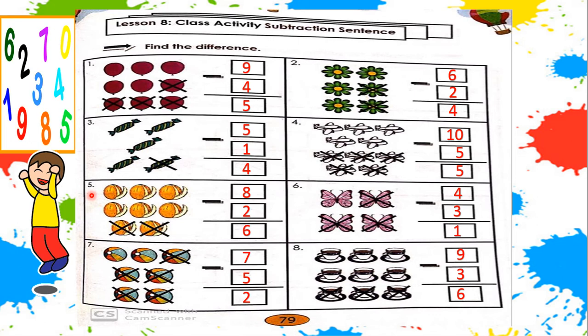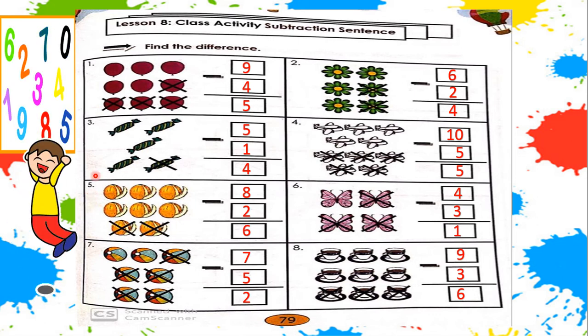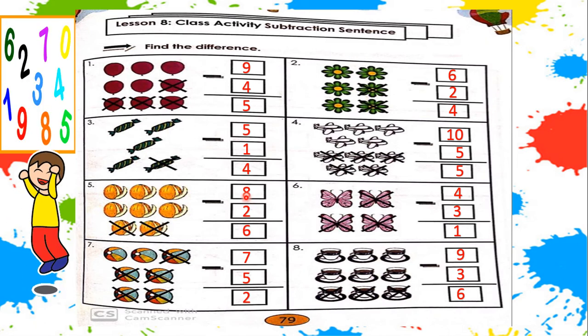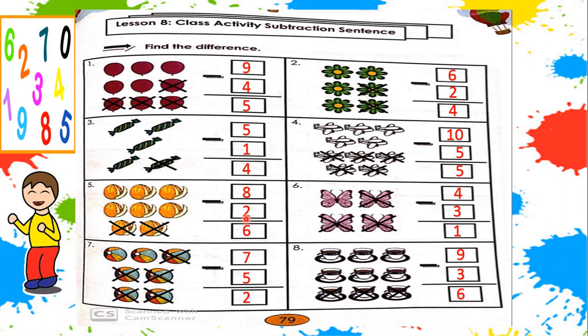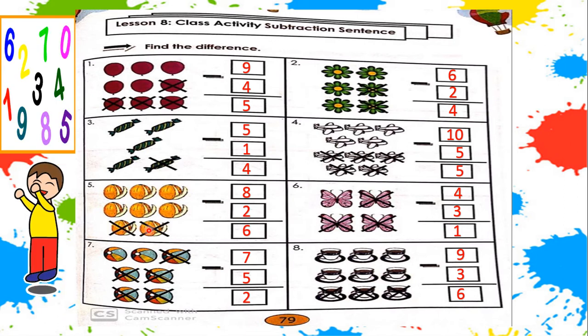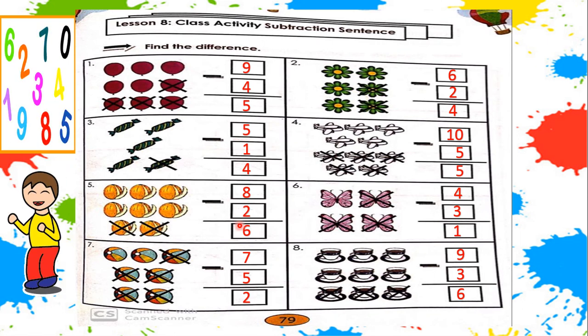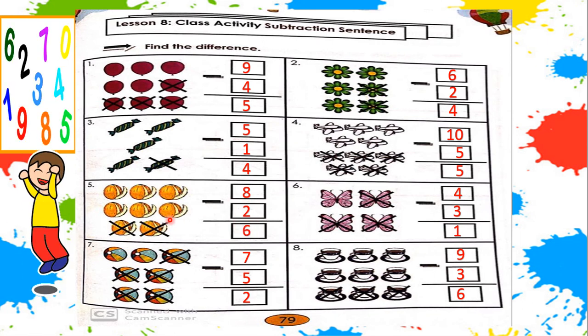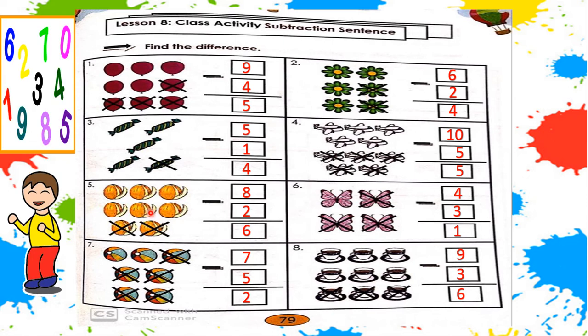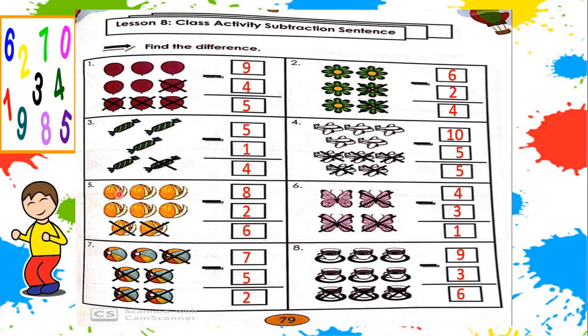Okay, let's go to number 5. So again, count all. You have here 8. 1, 2, 3, 4, 5, 6, 7, 8. So you have 8 minus 2. So you take 2 objects from here. So 8 minus 2 equals 6. 6 because there are 6 objects left in the group. So you have 1, 2, 3, 4, 5, 6.